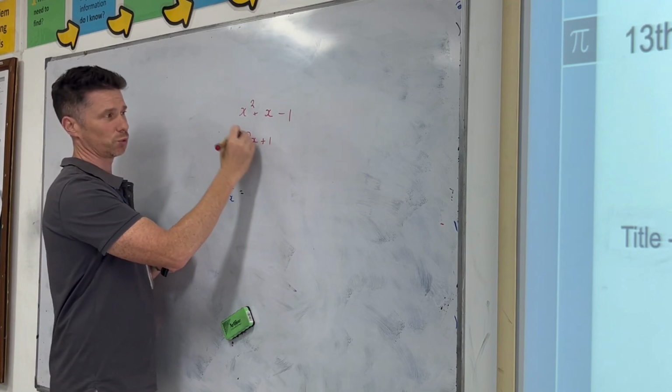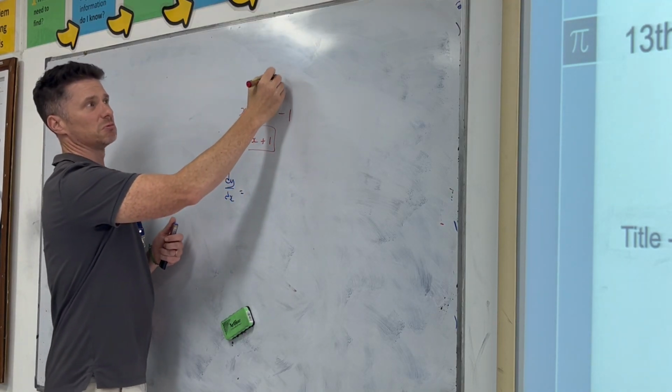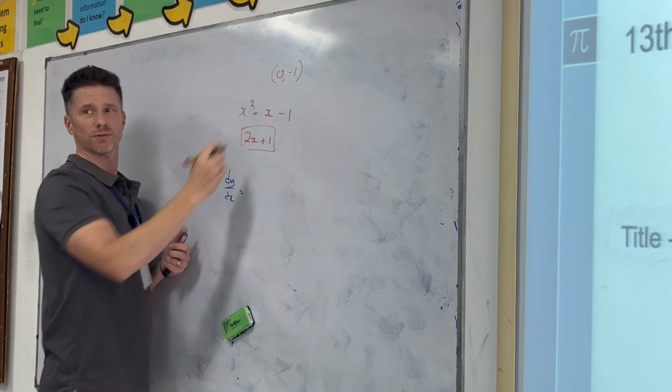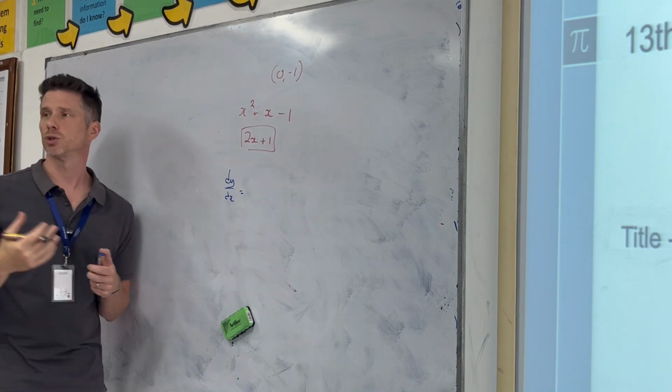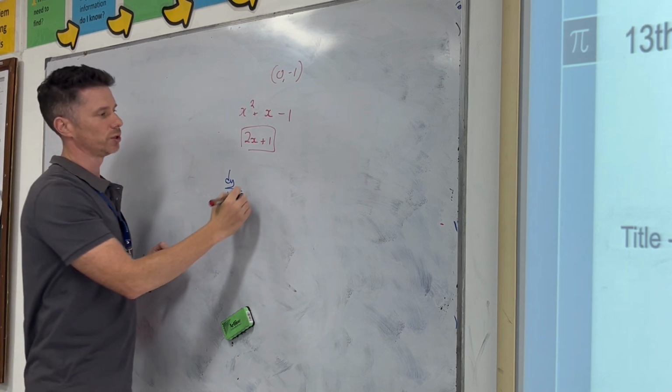This is 2x plus 1, okay? What's a point that's definitely on this? Like, let's go with 0, minus 1, is definitely on this. So that would be the point that you would start from. You'd start from a point you know is on it. So this is now the derivative.